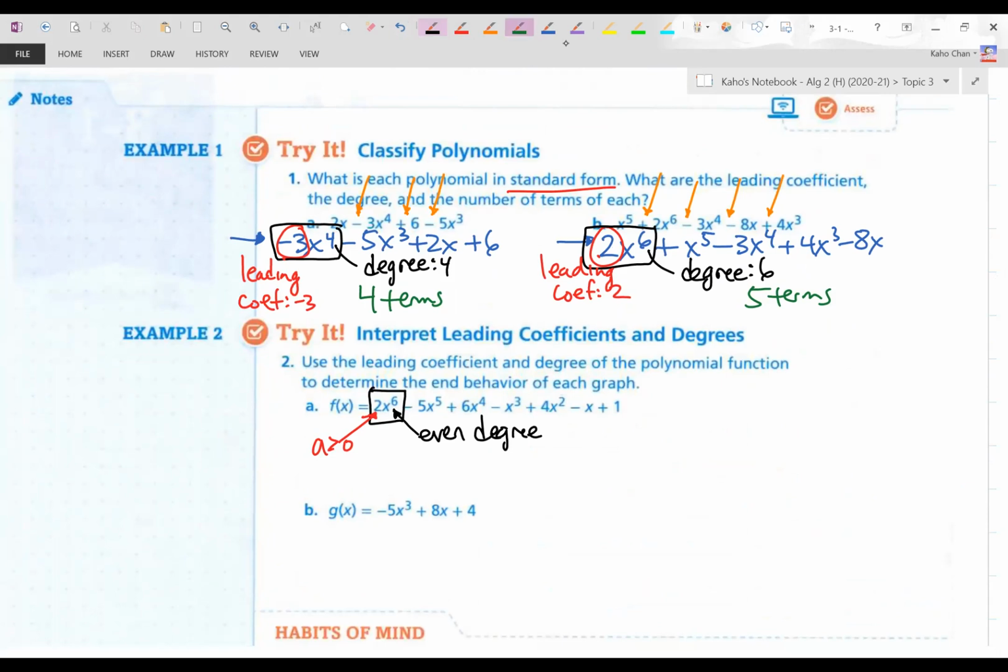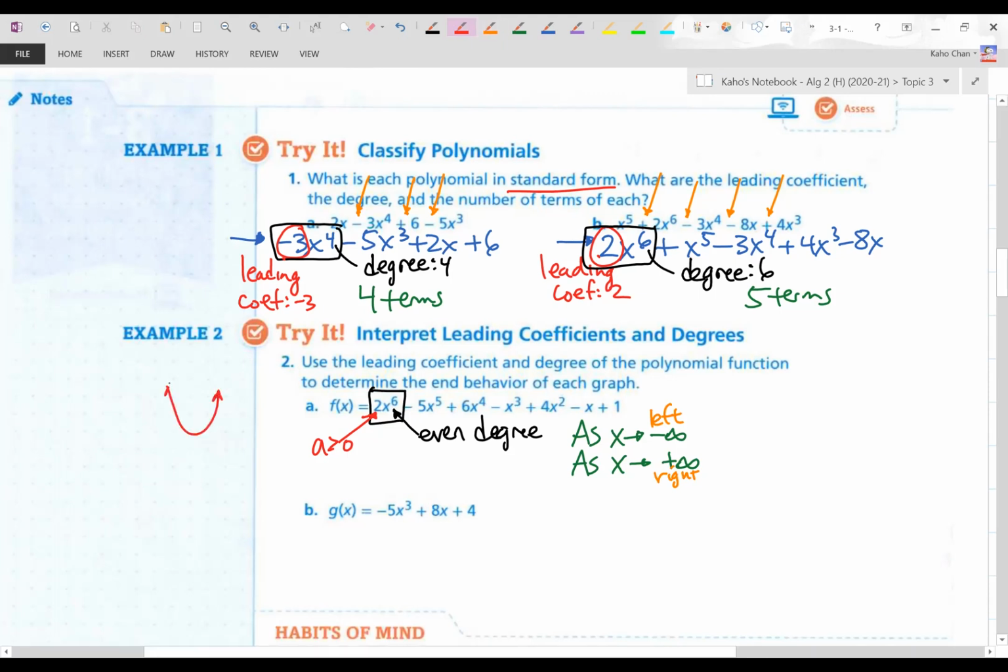And that's it. I just have to copy that information, knowing it's an even degree and A is positive right there, right here. As x approaches left, as x approaches right, so we have left and right. Remember what it looked like in the previous screen. My graph looks like that. From the center, they're both rising. So the function rises up as it goes left. And it's also rising as the function goes to the right. And there it is. They're both up and up.